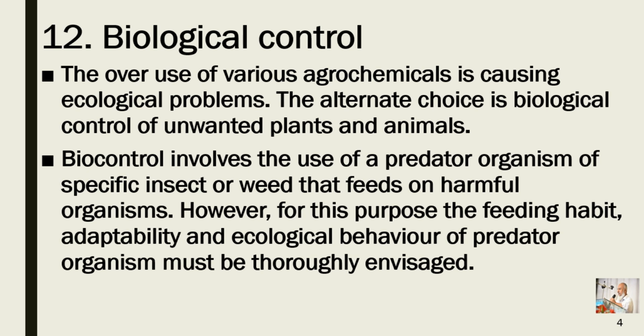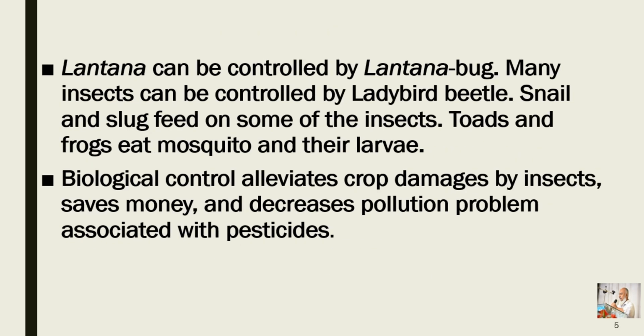Biocontrol involves the use of a predator organism of a specific insect or weed that feeds on harmful organisms. However, for this purpose, the feeding habit, adaptability, and ecological behavior of the predator organism must be thoroughly worked out.